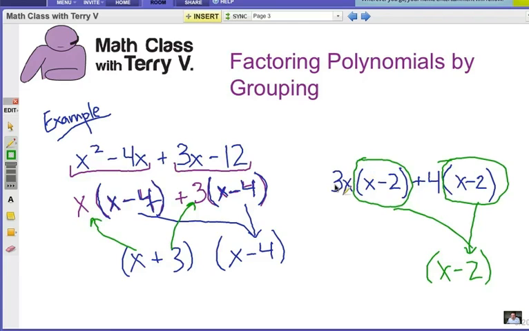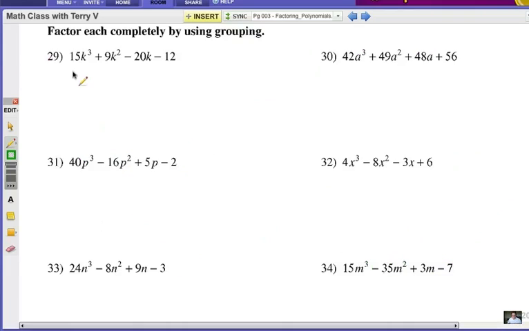Okay? Then it's 3x and positive 4, and that becomes the other binomial. Usually your answers in factoring by grouping is a binomial times a binomial. Alright, again, this 3x comes from that 3x, and this 4 comes from that 4. Alright, so look for a common binomial in that expression.